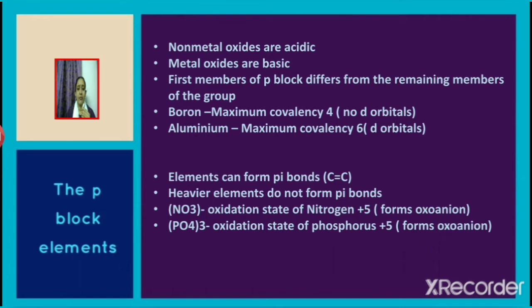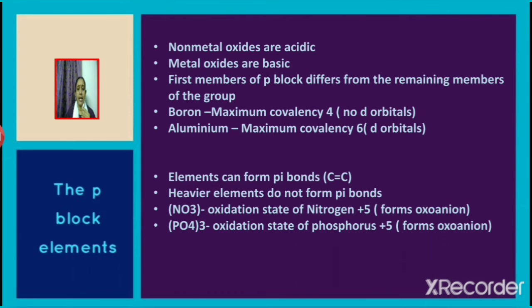These elements can form pi bonds. For example, consider carbon-carbon double bond. We know that the double bond is made up of 1 sigma bond and pi bond. So these elements can form pi bonds. But heavier elements do not form pi bonds.